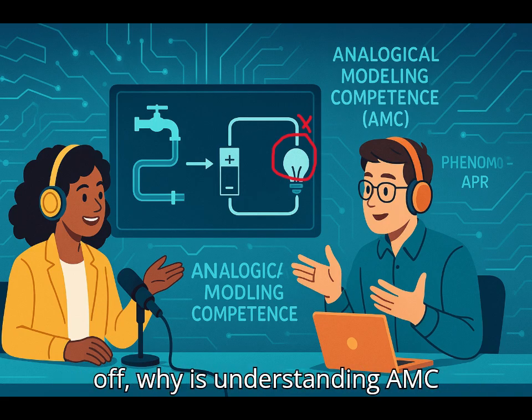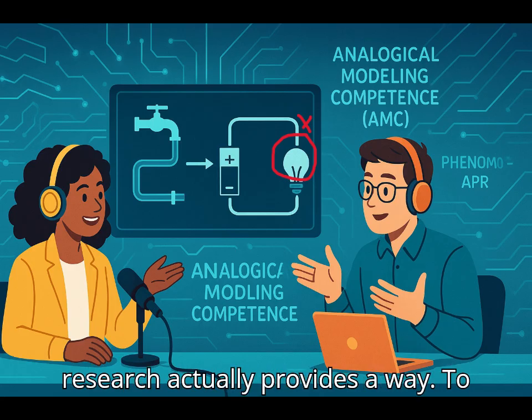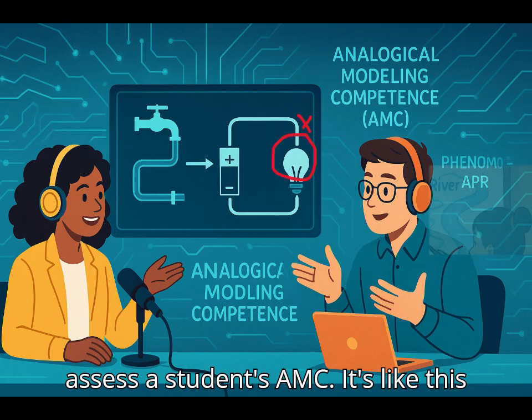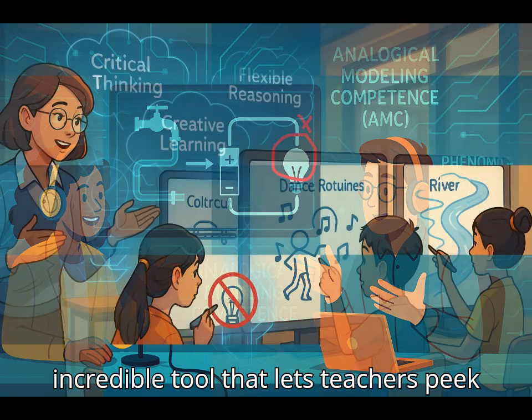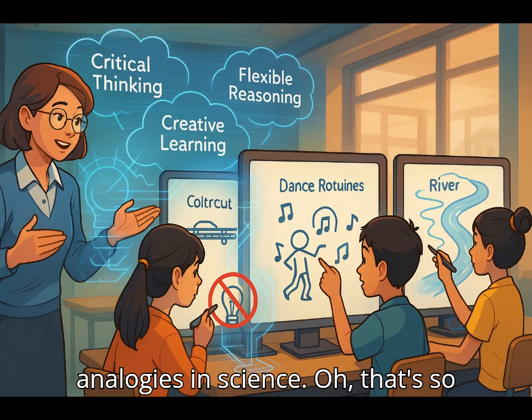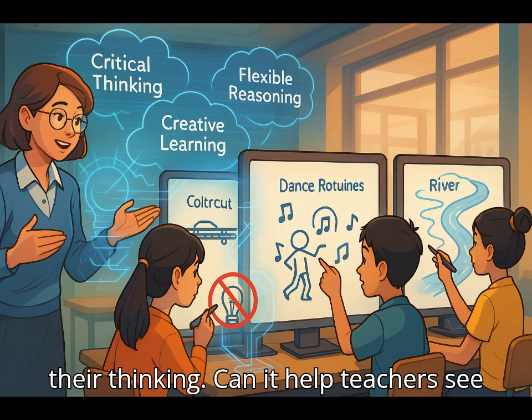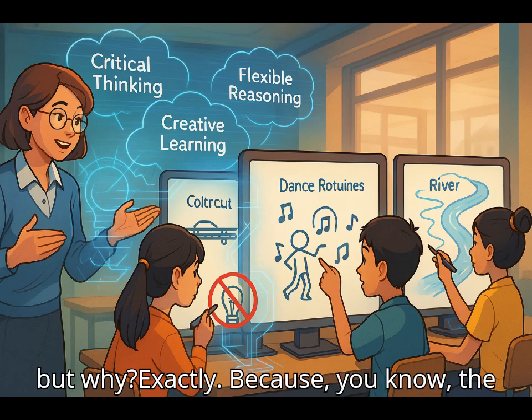First off, why is understanding AMC such a big deal for teachers? Well, one of the huge things for teachers is that this research actually provides a way to assess a student's AMC. It's like this incredible tool that lets teachers peek into how their students are using analogies in science. Oh, that's so interesting. So it's like a window into their thinking. Can it help teachers see not just that a student is struggling, but why?